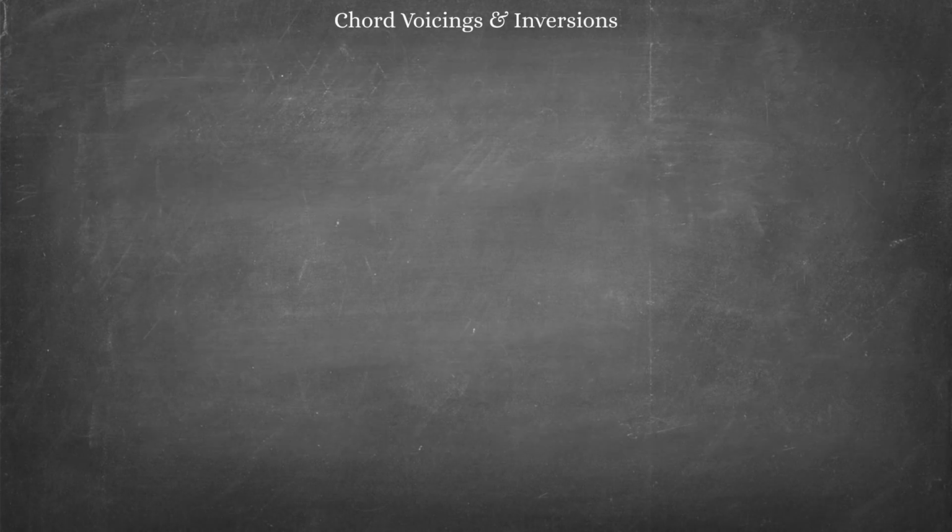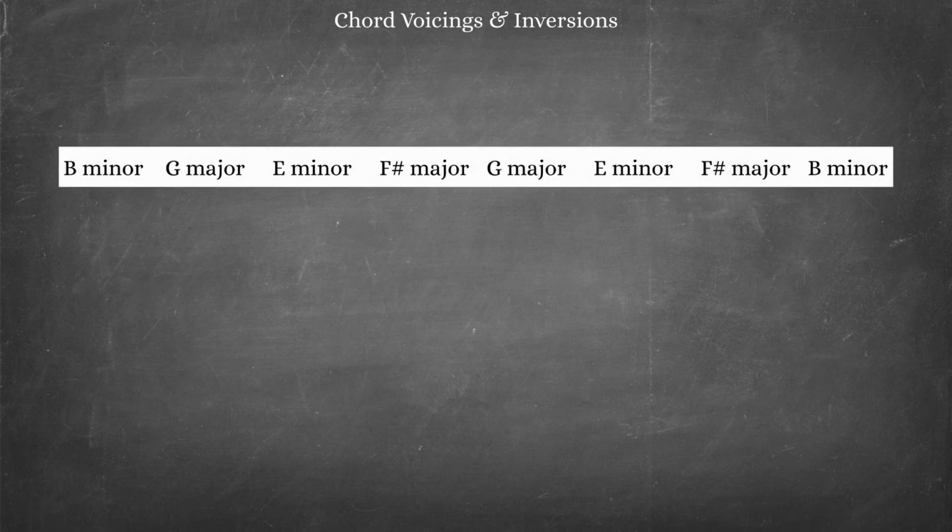Okay, so let's say you've come up with a chord progression and you're happy enough with the chords that you want to try and turn it into a piece of music. Here's a chord progression that I just came up with. It's in B minor and it uses diatonic major and minor chords.